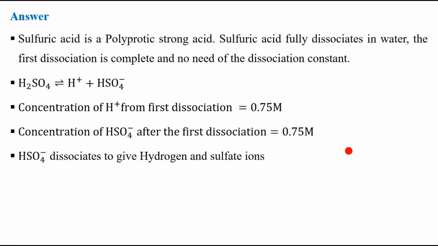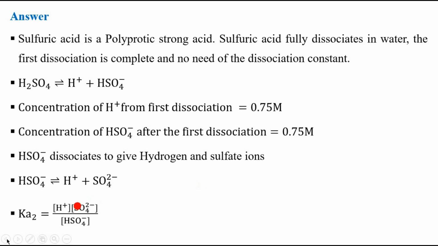Then on the second dissociation, HSO4 minus dissociates to give the hydrogen ion and the sulfate ion. Here we have Ka2, because we have the second dissociation, and it will be equal to the concentration of H plus times the concentration of sulfate, divided by the concentration of HSO4 minus.